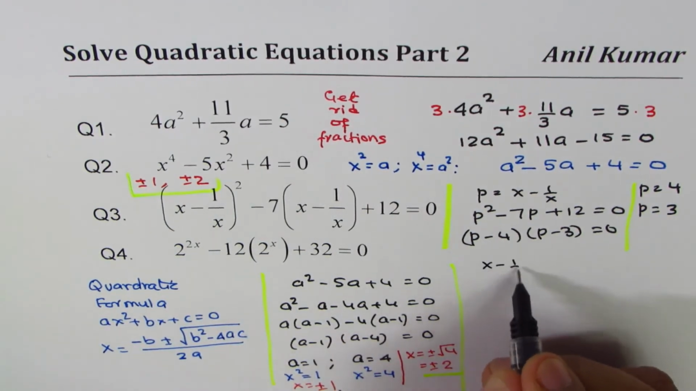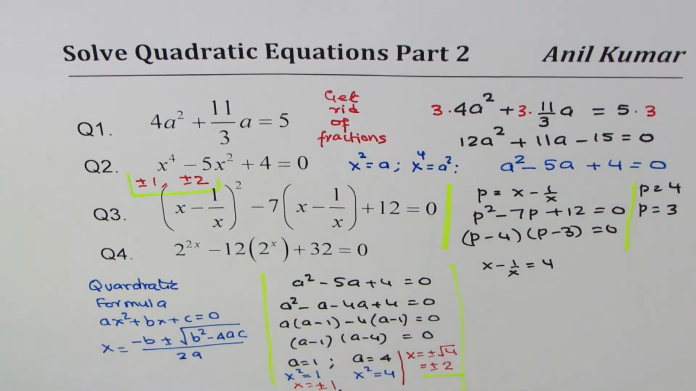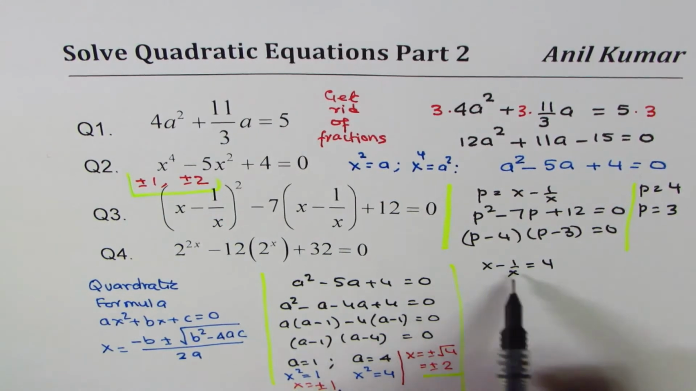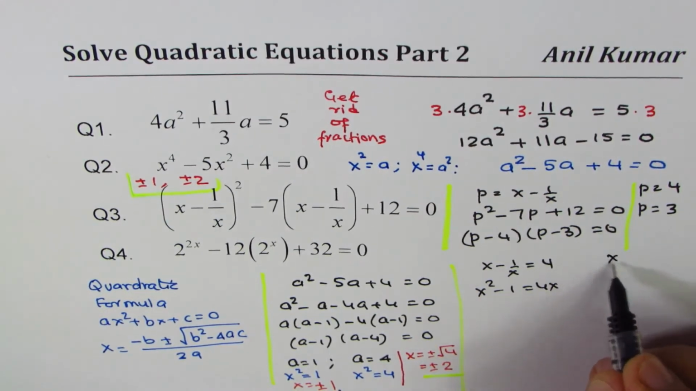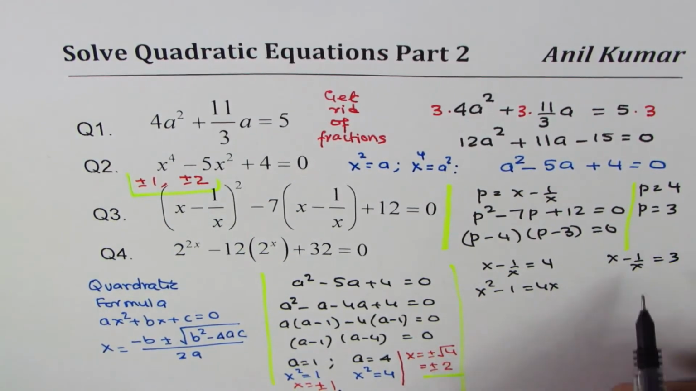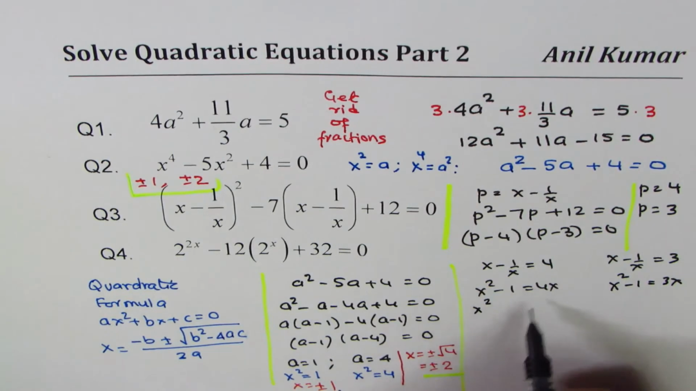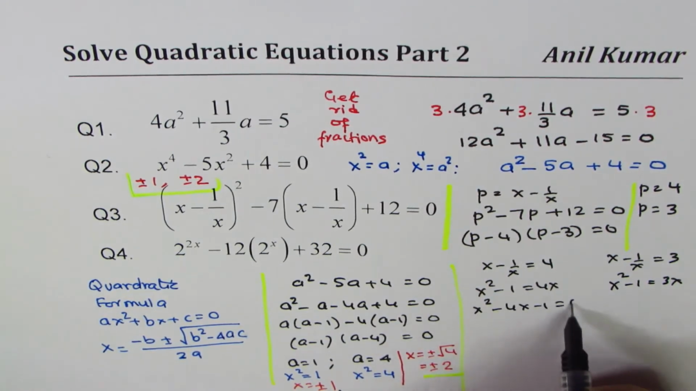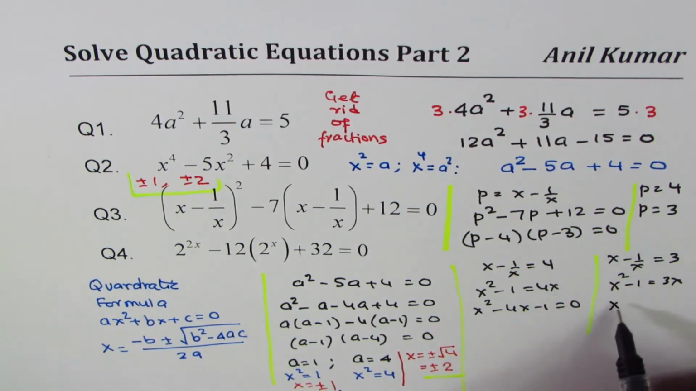So we have x minus 1 over x equals to 4. You have to get the x value here. So that means you have to redo the whole question. With the quadratic, multiply by x, we get x squared minus 1 equals to 4x. On the other side, we get x minus 1 over x equals to 3, and that will give you x squared minus 1 equals to 3x. Bring the terms together. I'm sorry, this is x squared. So we get x squared minus 4x minus 1 equals to 0. And here on the right side, we get x squared minus 3x minus 1 equals to 0.